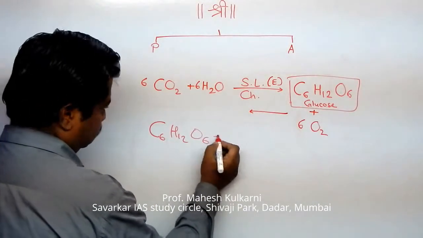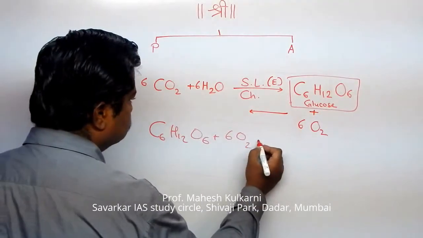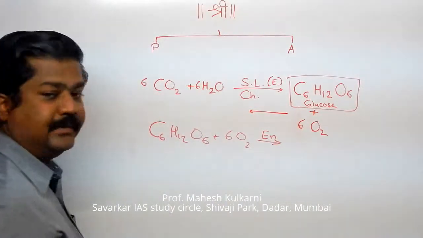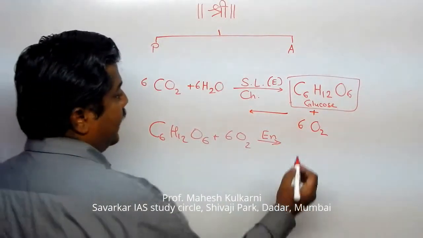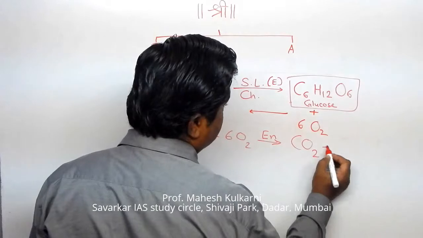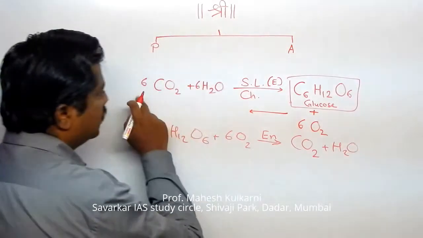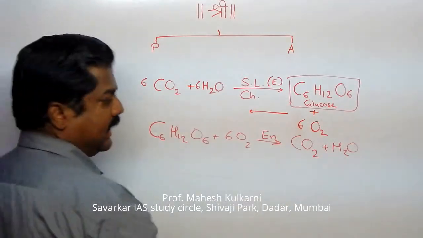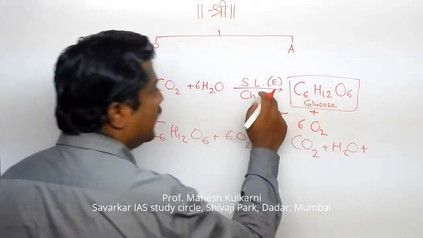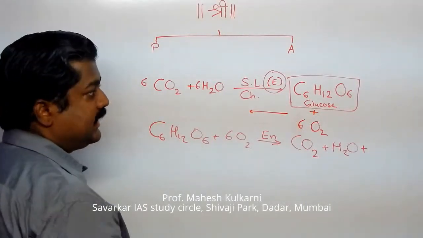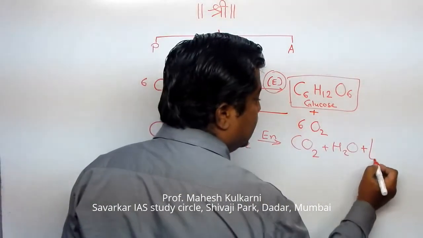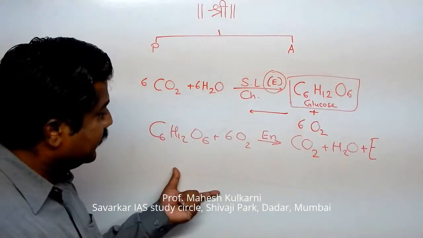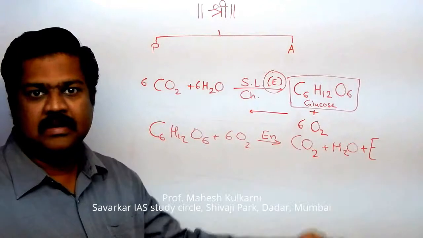C6H12O6, in presence of enzymes, then we are getting carbon dioxide plus water. So the reaction is the same, only I am writing it in reverse. This is on LHS and this is on RHS. Here I have mentioned energy is taken in. In this reaction, energy is going out. So this way, energy is released.